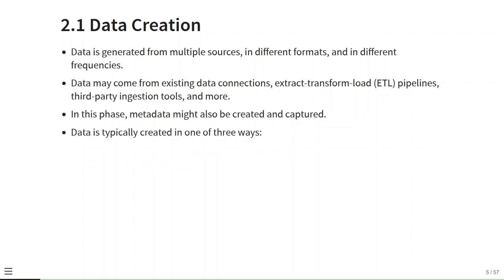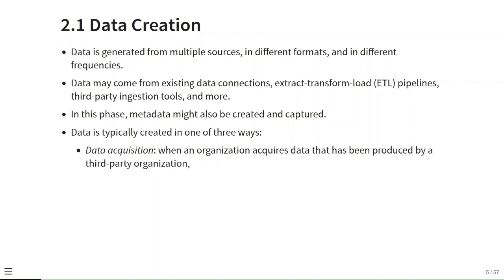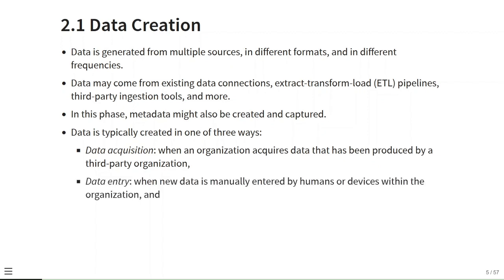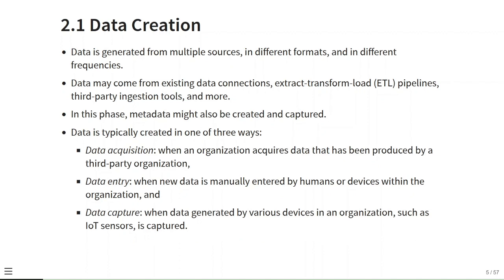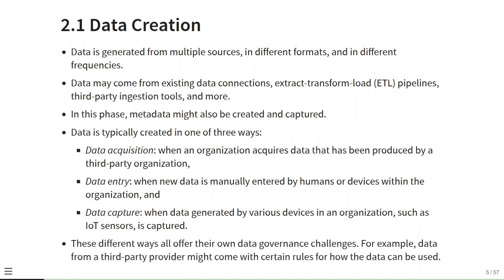Data is typically created in one of three ways. Data acquisition, when an organization acquires data that has been produced by a third-party organization. Data entry, when new data is manually entered by humans or devices within the organization. And data capture, when data generated by various devices in an organization such as IoT sensors is captured. These different ways all offer their own data governance challenges. For example, data from a third-party provider might come with certain rules for how the data can be used.